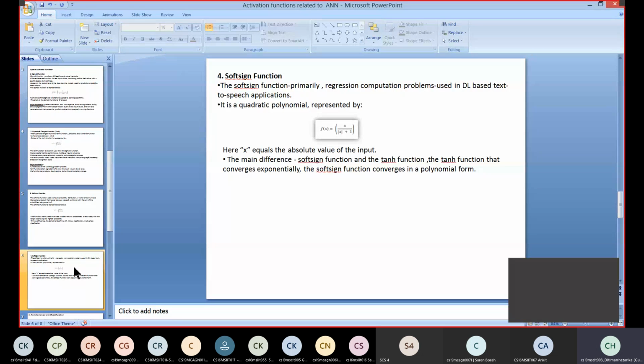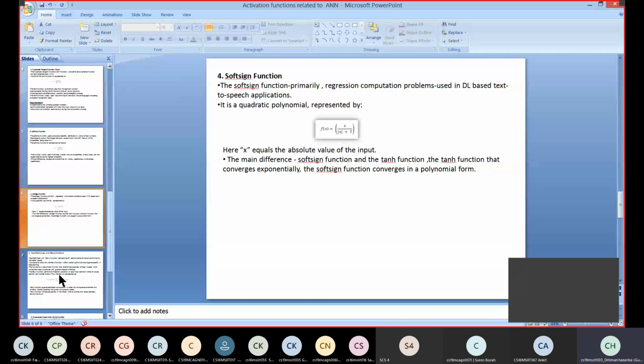And the next activation function is the rectified linear unit, also called the ReLU function. This is a fast learning activation function, and it delivers state of the art performance with stellar results.